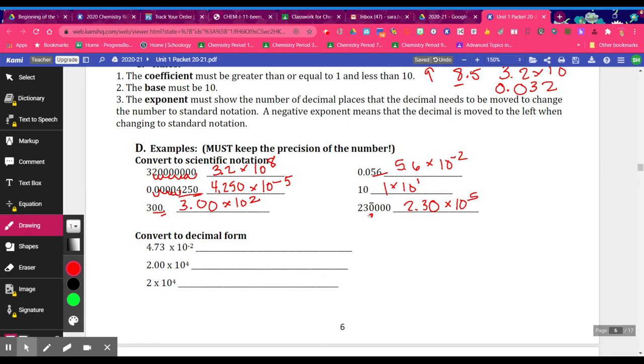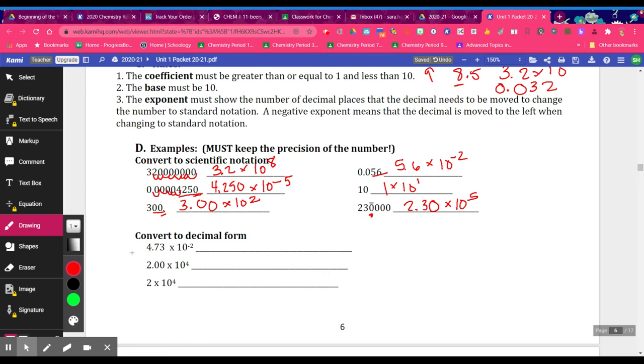Okay, and that's a big number, greater than 1, so it's going to be a positive number. So big numbers have positive exponents. Little numbers have negative exponents. All right, we're going to convert these to decimal form. We have a negative exponent here, so it's going to be a little number.